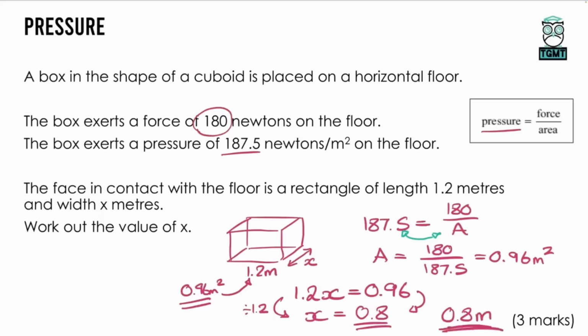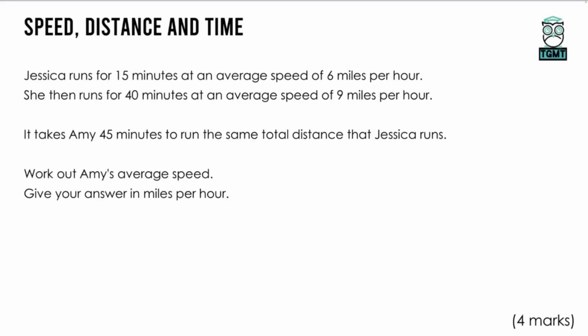And there we go, there is some reverse pressure to find the area. So moving on to some speed, distance and time. It says here Jessica runs for 15 minutes at an average speed of 6 miles per hour. She then runs for 40 minutes at an average speed of 9 miles per hour. It takes Amy 45 minutes to run the same total distance that Jessica runs. Work out Amy's average speed.